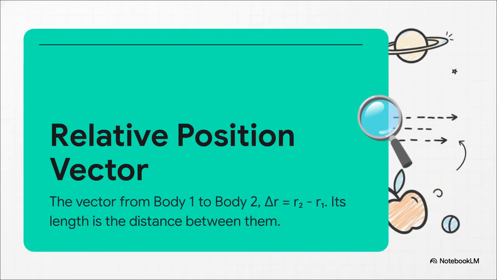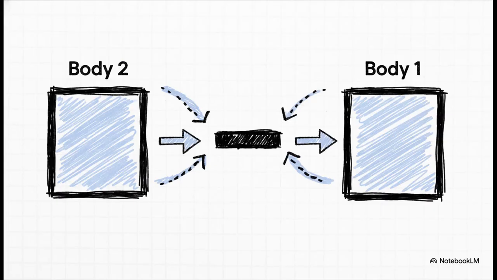You see, what we're really trying to find, the distance between them, is just the length of a vector that points from one body to the other. We call this the relative position vector, delta r. And to find it, all you have to do is subtract the position vector of body 1 from the position vector of body 2. Okay, so here's where it gets good.